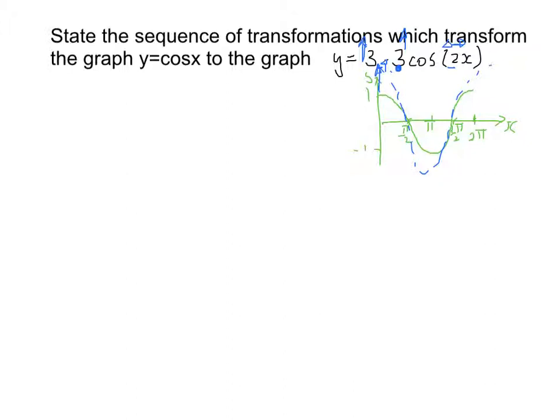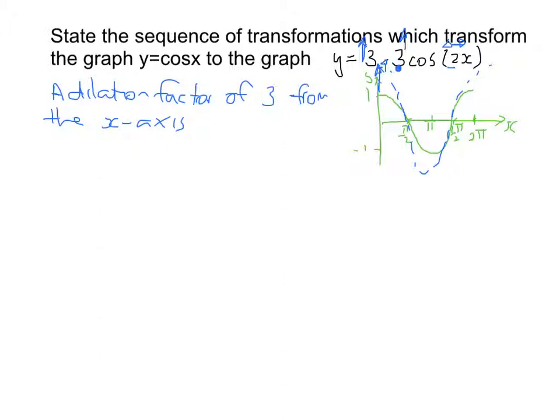So the first thing we're going to have is a dilation factor. It's going away from the x-axis, so it's a dilation factor of 3 from the x-axis. Or in the direction of y you could have had there. Now, next thing we'll do is we'll look at what the period is going to be.